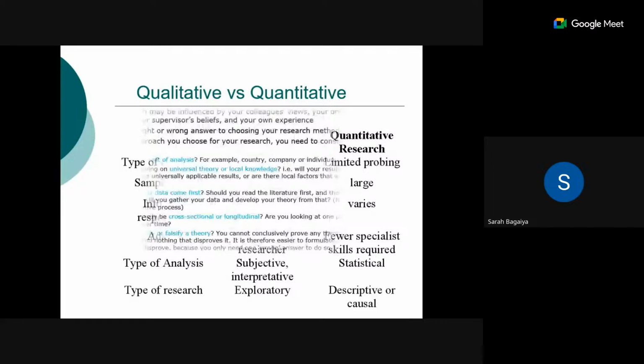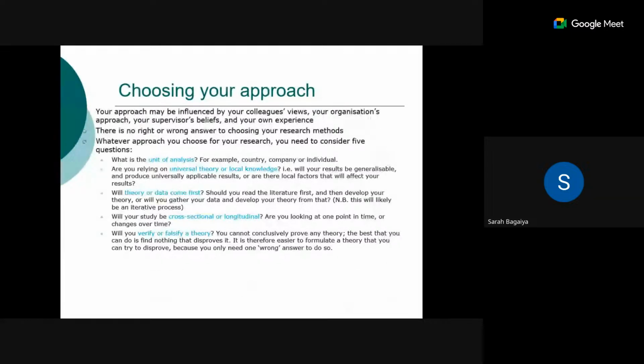Okay, so choosing your approach. Your approach may be influenced by your colleagues' views, your organization's approach, your supervisor's beliefs, and your own experience. There is no right or wrong answer to choosing your research methods. Whatever approach you choose for your research, you need to consider 5 questions. So these 5 questions are very important when choosing your research approach. And it's important to note that there is no right or wrong manner. As long as you're able to achieve the objectives of your research, whatever approach you choose is up to you, based on your skills and the type of research you're trying to do.